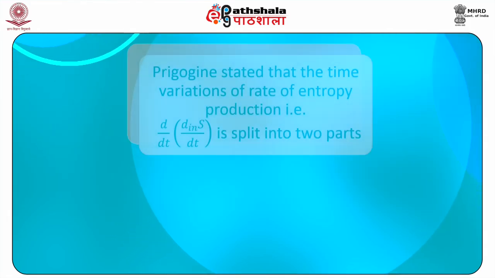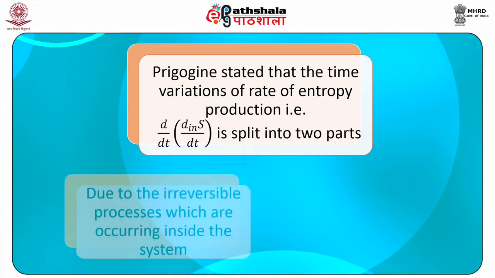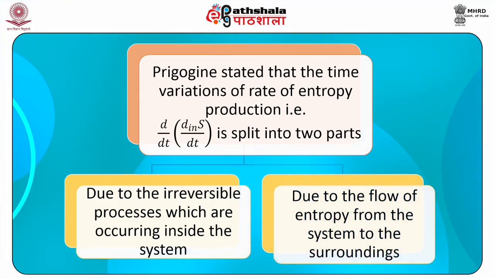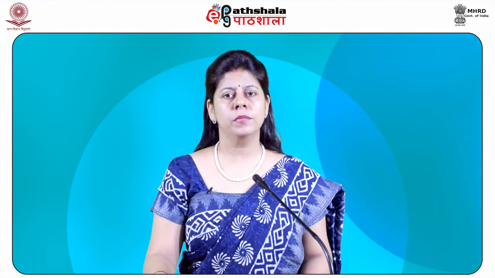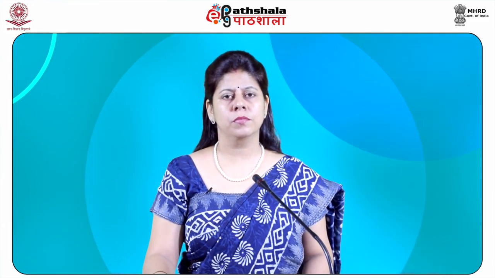Prigogine stated that the time variation of the rate of entropy production splits into two parts. First, due to the irreversible processes which are occurring inside the system, and second, due to the flow of entropy from the system to the surroundings. Because of the irreversible processes occurring in the system, the rate of entropy production decreases until the state is reached when it becomes minimum. When the system is in a non-equilibrium steady state, it cannot come out of this state despite being a spontaneous irreversible state. But if some perturbations disturb the system from the steady state, then some internal changes occur which bring the system back to the steady state.